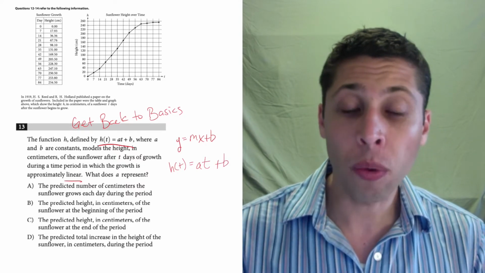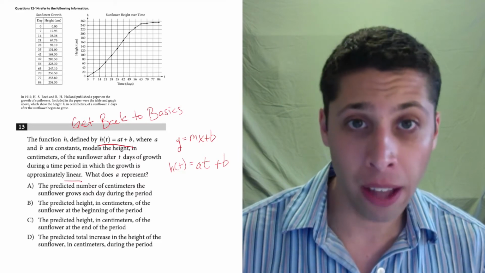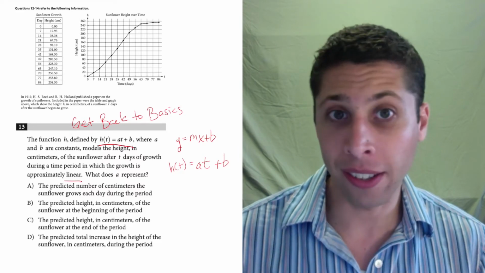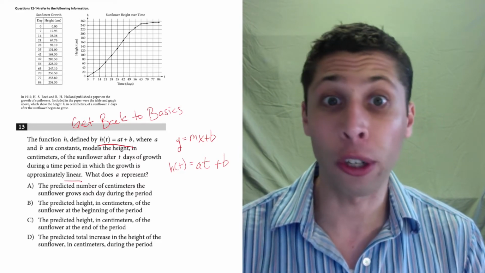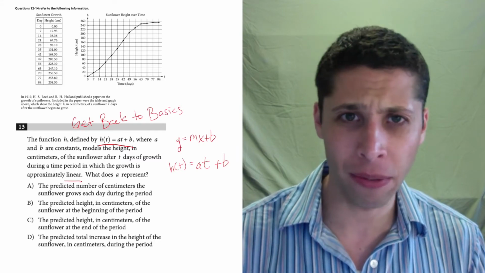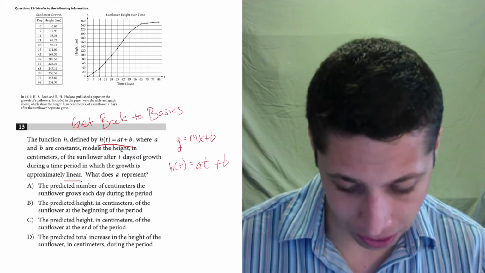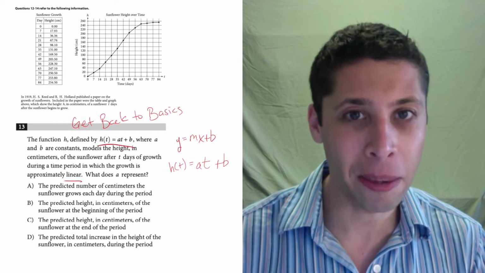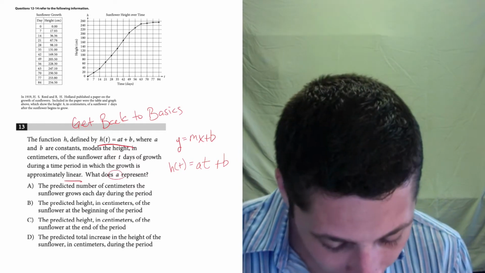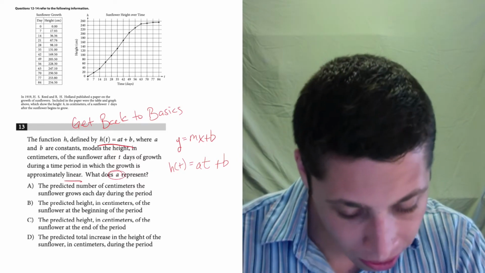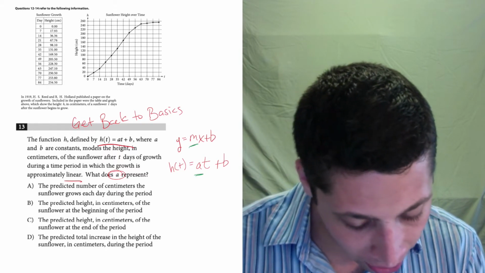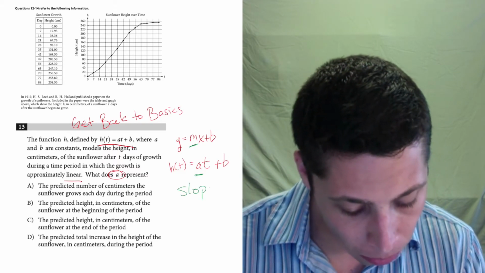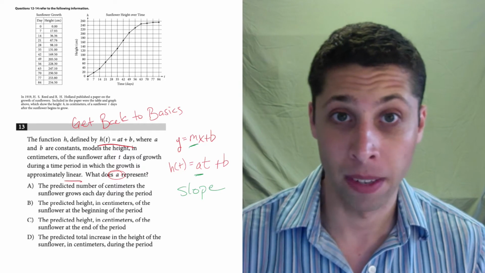So really, we just want to say, all right, they're talking about a line. We know what lines are. We know the pieces of a linear equation. So what are they really asking for here? It's not about sunflowers. It's not about the story. It's about lines. And when they ask for A, we should see that what that really means is that they're asking for the slope of the line.